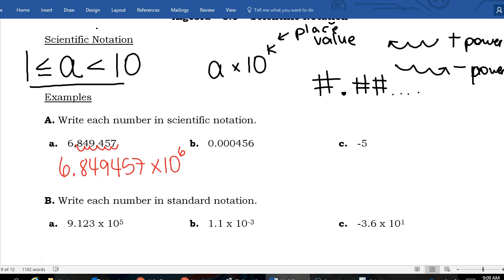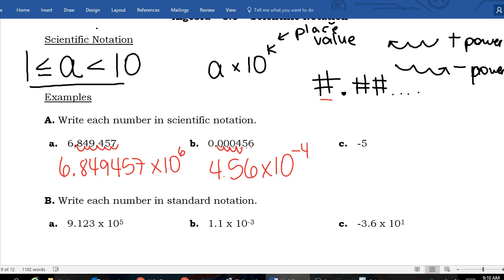Letter B. I have, let's see if I can get this right. Tenths, hundredths, thousandths, 10 thousandths, 100 thousandths, millionths. 456 millionths? I think that's right. So right now we can see our decimal here. We need to move it 1, 2, 3, 4 spaces. We're moving till we have exactly one number in front of that decimal place. 4.56 times 10 to the, we moved it 4 spaces to the right, so that is a negative 4.